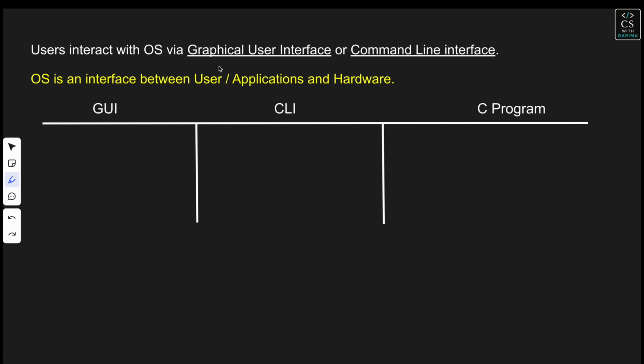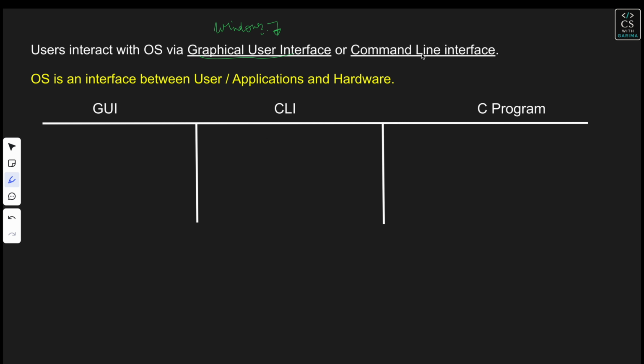So basically, if you think of the Windows operating system, Windows is a UI or front-end based operating system. That is, the users interact with the Windows OS generally via the graphical user interface.